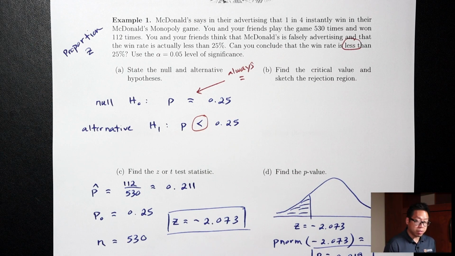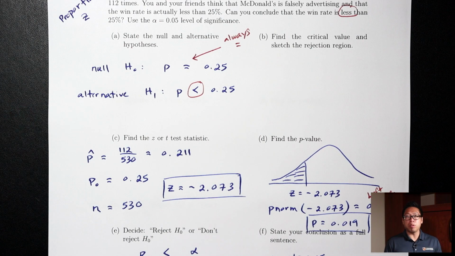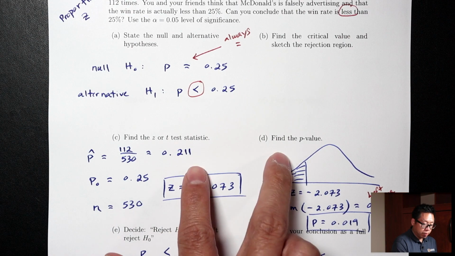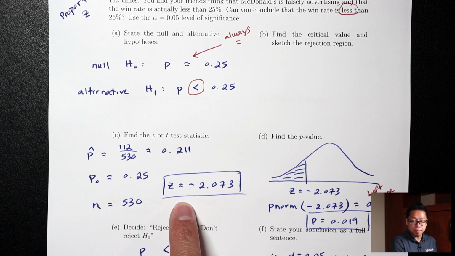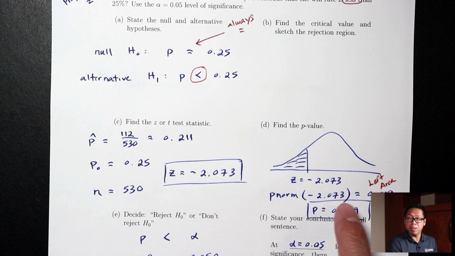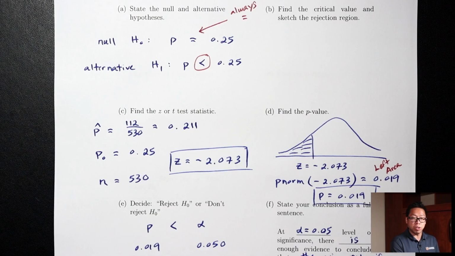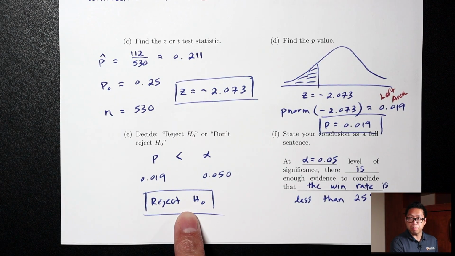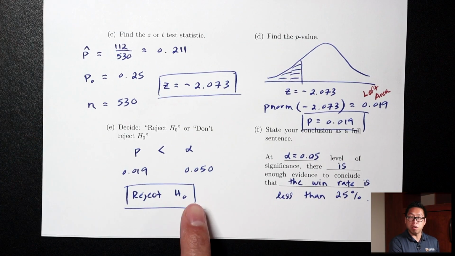Find a critical value and sketch the rejection region. So there are two approaches to hypothesis testing. Parts C and D together that we just did is called the p-value approach. We started by finding the test statistic, and then we used that test statistic to find a p-value. That's why it's called the p-value approach. And then we use the p-value to help us decide whether to reject or don't reject H0. There's another approach for deciding whether to reject or don't reject, and that's called the critical value approach.